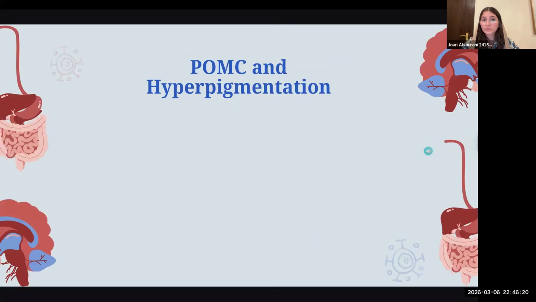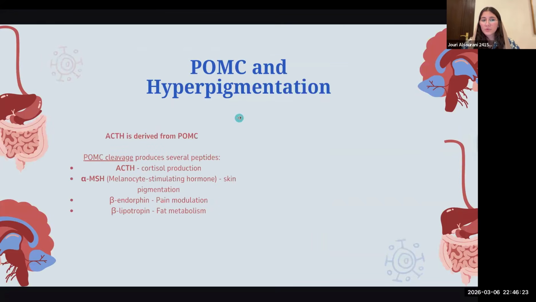Okay, remember we said that ACTH is derived from POMC. POMC, we said, is the precursor peptide. When it is cleaved, it produces several other peptides. The main one, we said, is ACTH, but it also releases something called melanocyte stimulating hormone, MSH, which has to do with skin pigmentation. There's also things like beta endorphins for pain modulation, beta lipotropins for fat metabolism, but the main ones we're looking at here are ACTH, which produces cortisol, and MSH, which has to do with skin pigmentation.